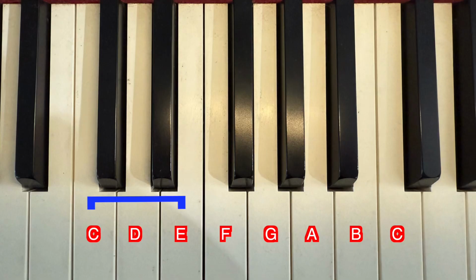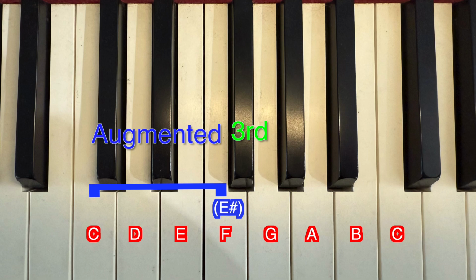So if we take that E and we make it an E sharp, C to E sharp will be an augmented third. Notice E sharp is also the same thing as an F natural, which is technically a perfect fourth. But because it's still an E, we call it a third. In this case, an augmented third.